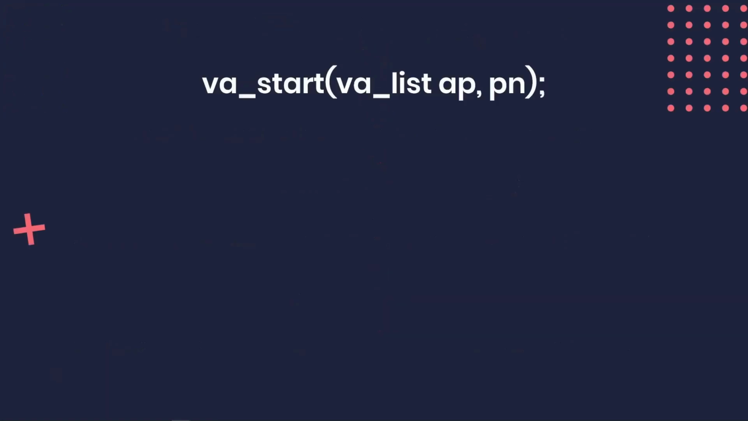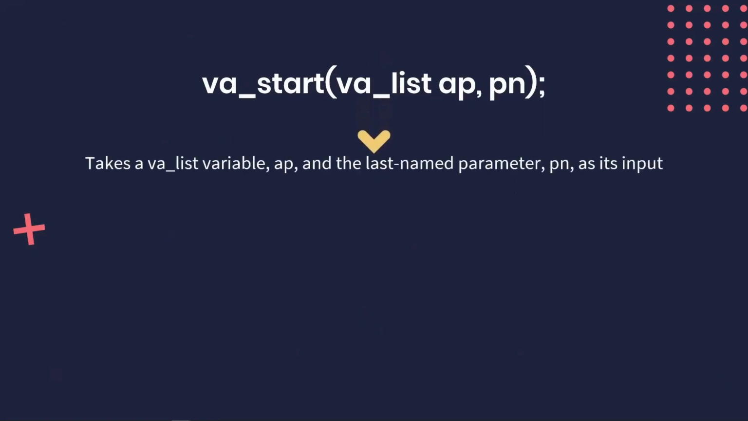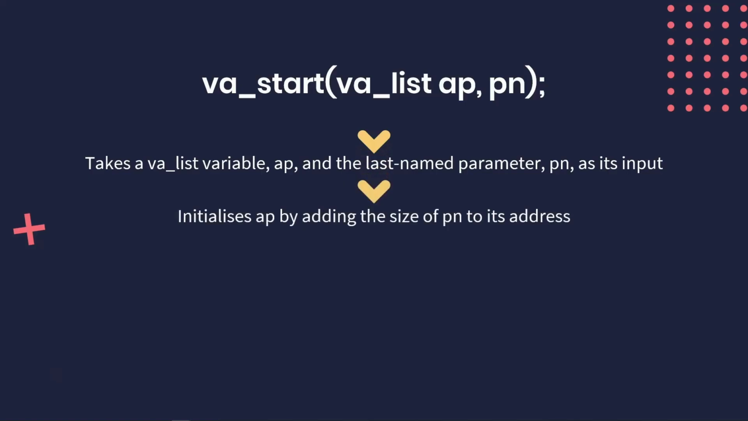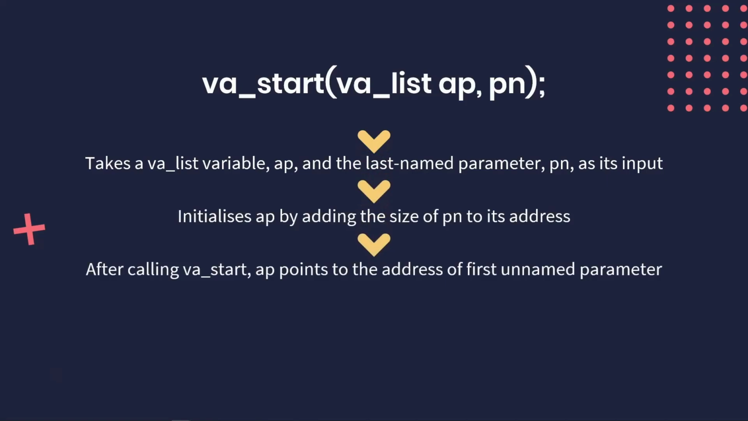Next, we have the void va_start, which takes the parameters va_list ap and pn. This is a macro which takes a va_list variable ap and the last named parameter pn as its input and initializes ap by adding the size of pn to its address. After calling va_start, the pointer ap will point to the address of the first unnamed parameter.